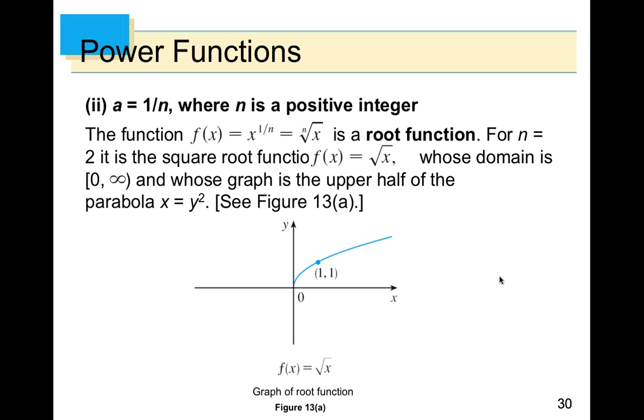The second case we have to deal with is if the exponent is a rational number, so a is equal to 1 over n, where n is a positive integer. For example, the function f of x equals x to the 1 over n is really just the nth root function. For n equals 2, it's the square root function, whose domain is 0 to infinity, and whose graph appears to be the upper half of a parabola x equals y squared.